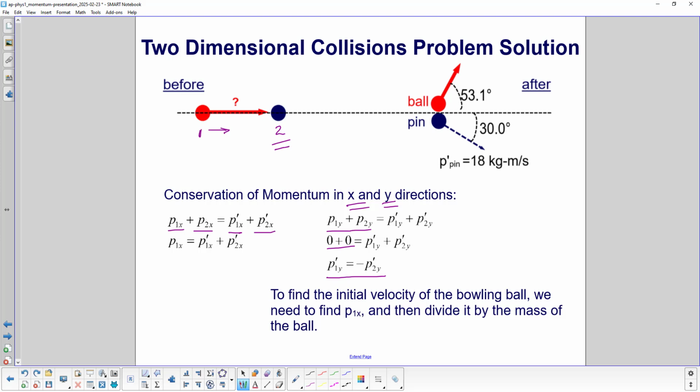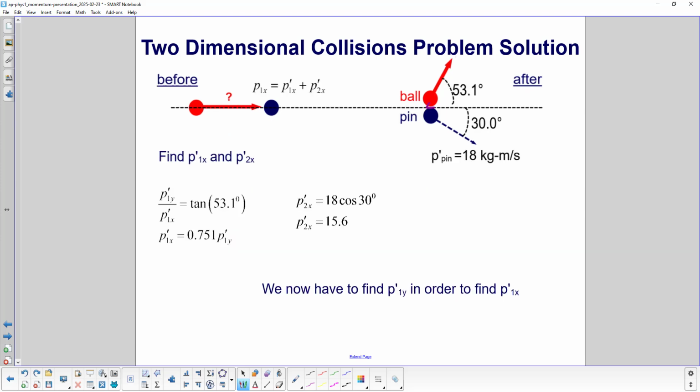To find the initial velocity of the bowling ball, we need to find P1x and then divide it by the mass of the ball. Let's first find P'1x and P'2x. P'1y over P'1x is tangent of 53.1 degrees. Right, so what do we have? That's the ball. That vector is P'1y, and this vector is P'1x. So we get P'1x is equal to 0.751 P'1y.